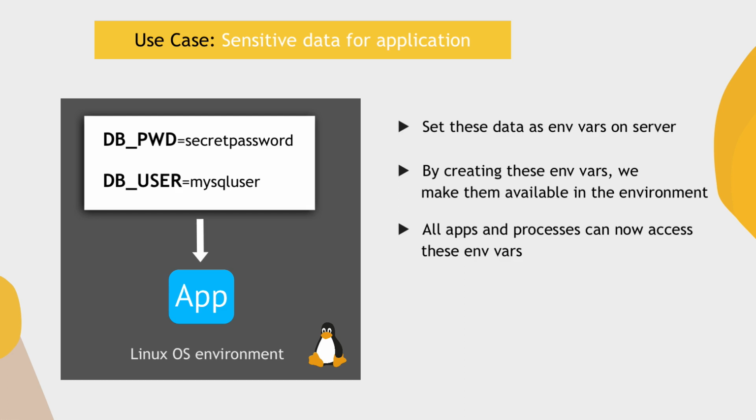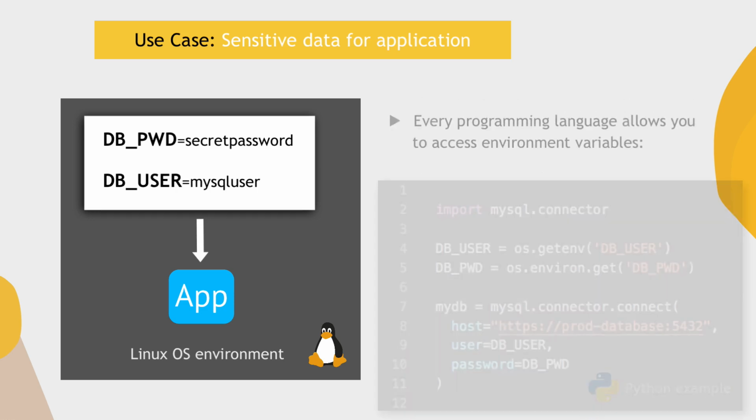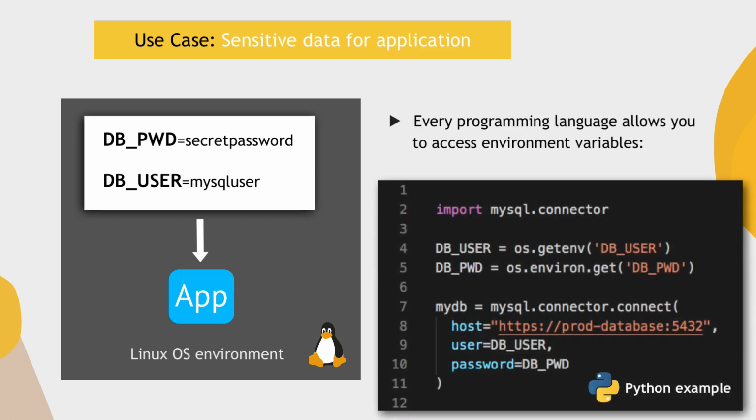Now, you're probably wondering, how does the application access those environment variables? How can it actually read? What is the code for that? Well, note that every programming language has a syntax or a library that allows it to access or read these variables from the environment where it's running. So every programming language basically supports that.